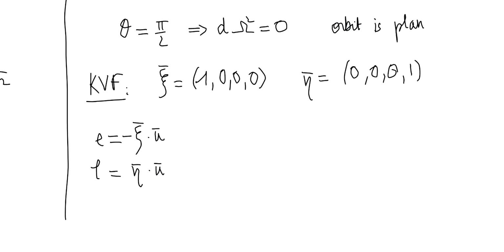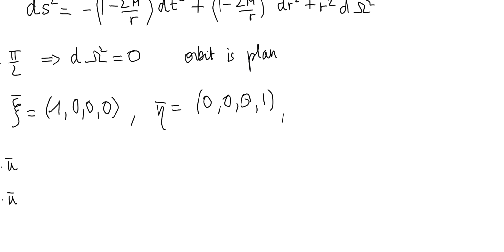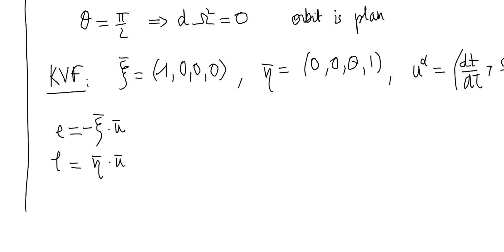And as a reminder, the four-velocity of an observer, u alpha, will be dt/d tau, dr/d tau, d theta/d tau, and finally d phi/d tau. All right. So this will only take the 0 component.